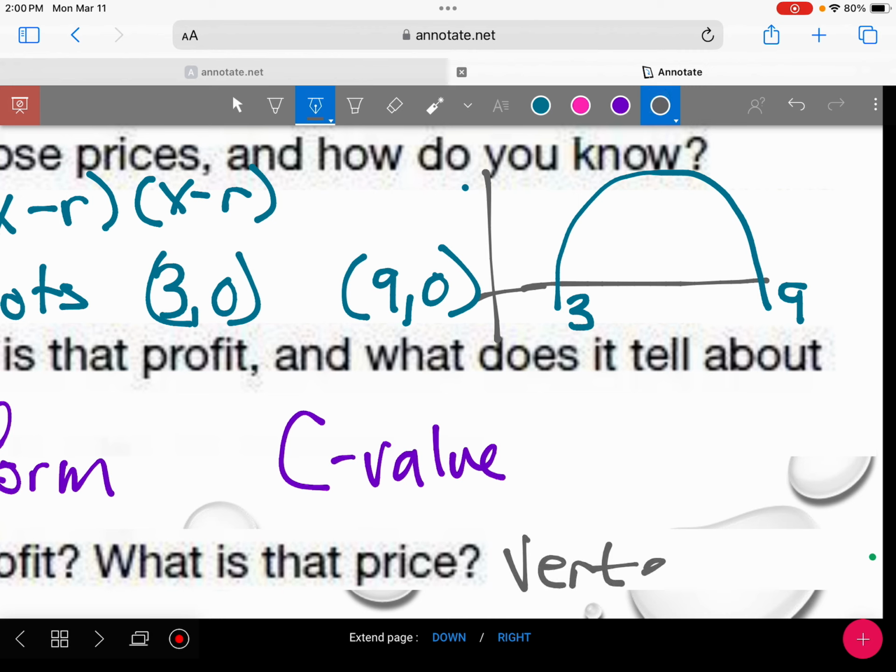Which one's the price? 6. And it's going to give us a profit of 18.